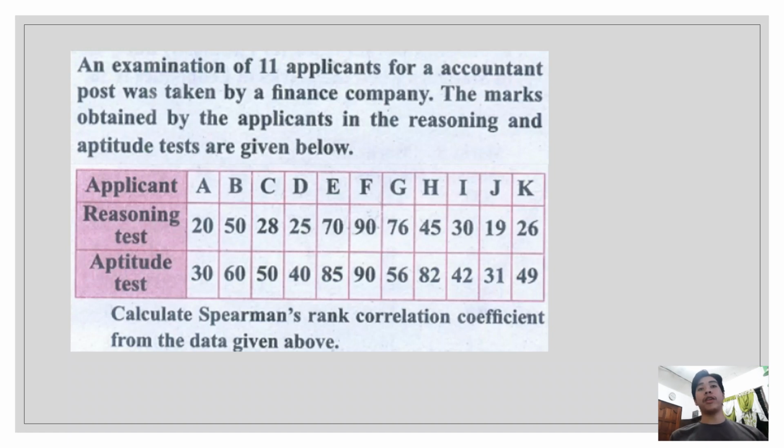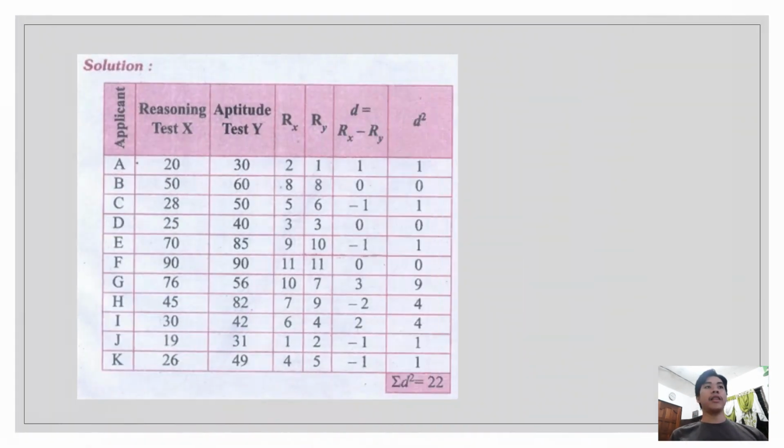First we need to find the rank of each variable of this given data. Our applicants A, B, C, D, E, F, G, H, I, J, K got the reasoning test, or our X variable: 20, 50, 28, 25, 70, 90, 76, 45, 30, 19, and 26. And the aptitude test, or our Y variable, is 30, 60, 50, 40, 85, 90, 56, 82, 42, 31, and 49.